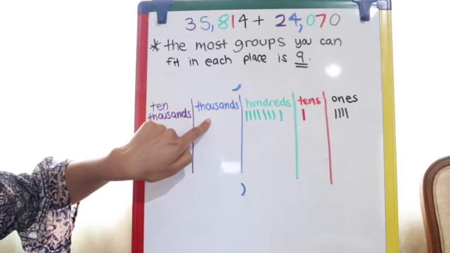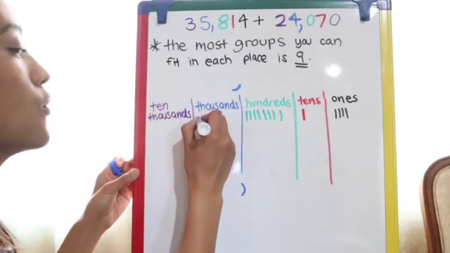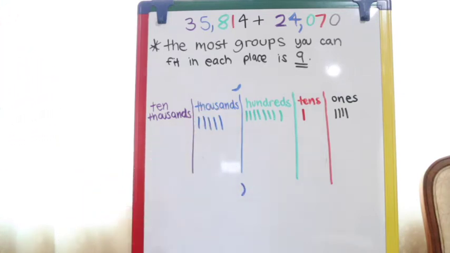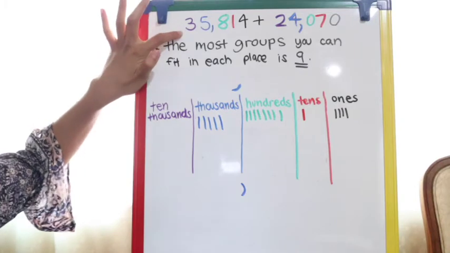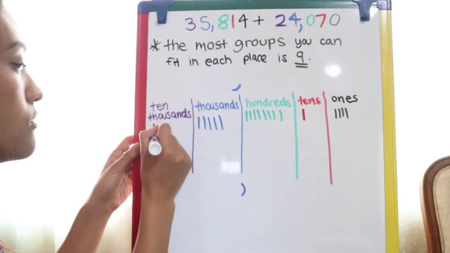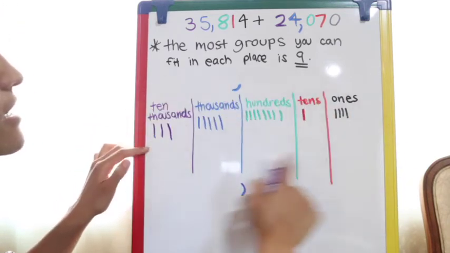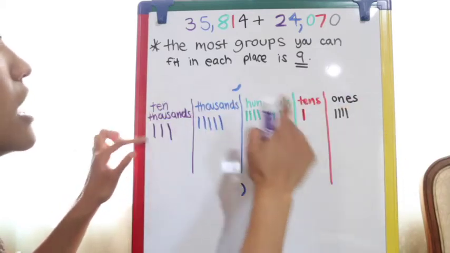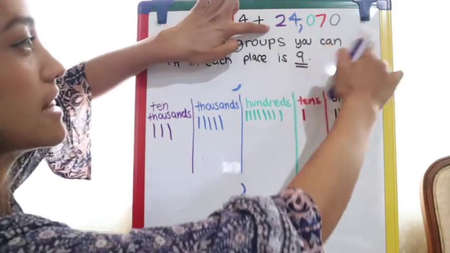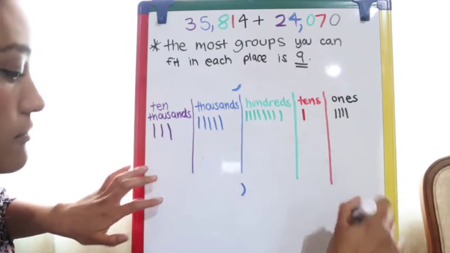Then over here in the thousands, we have 5 groups of thousands. 1, 2, 3, 4, 5. And then in the ten thousands place, we have 3. So I'm going to put 3 right over here. 1, 2, 3. Awesome. So we're done with this number, right? We've represented it up here. Now we're going to take this number and put our groups in line version over here.